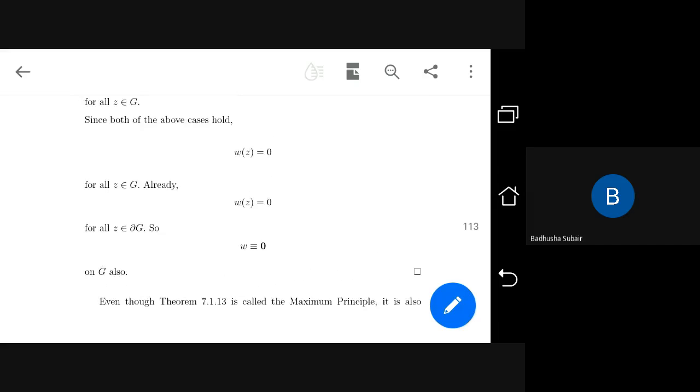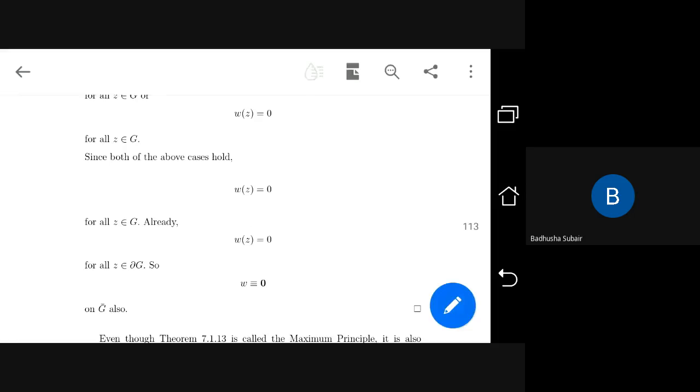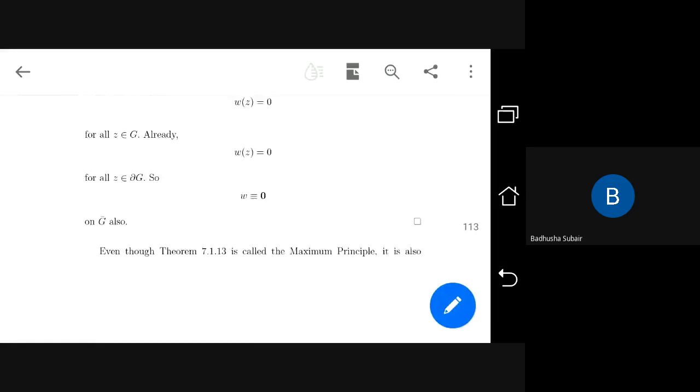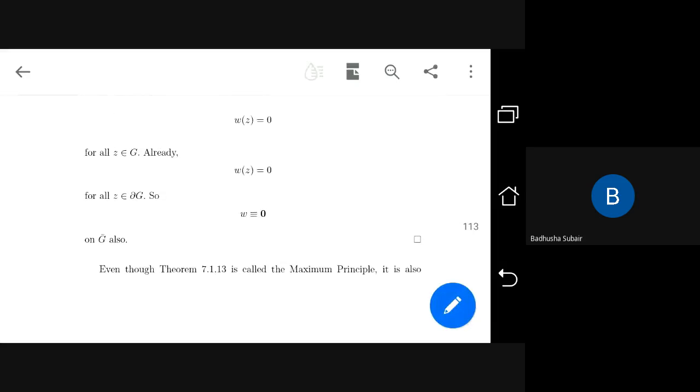Since we have already W of z equal to 0 for all z belongs to del G. Therefore, since G closure equal to G union del G, we get W of z equal to 0 for all z belongs to G closure. That is, W identically equal to 0.